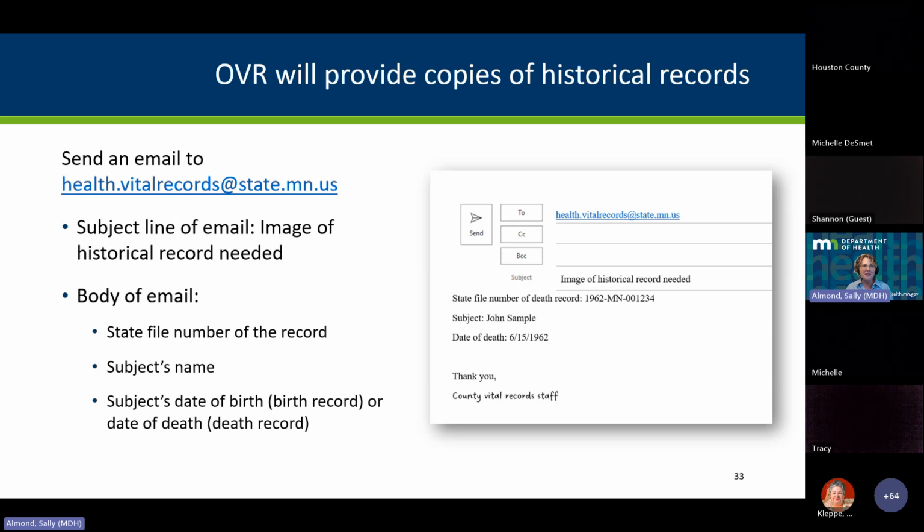Image of a historical record needed. The state file number of the death record is whatever it is, the subject of the record and the name and the date of death. That's all we need. And again, if you are requesting a historical birth that's not in the system, there won't be a state file number. So provide whatever additional information you have to help us identify the record and include your phone number in case we have questions.